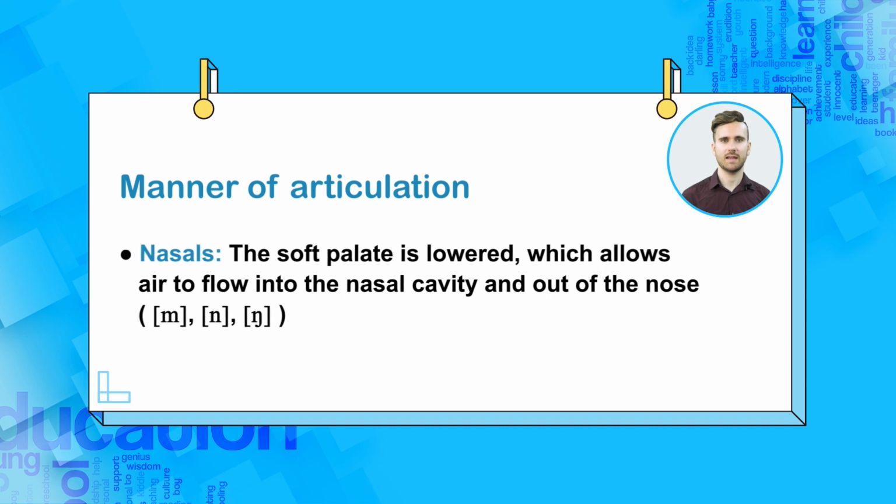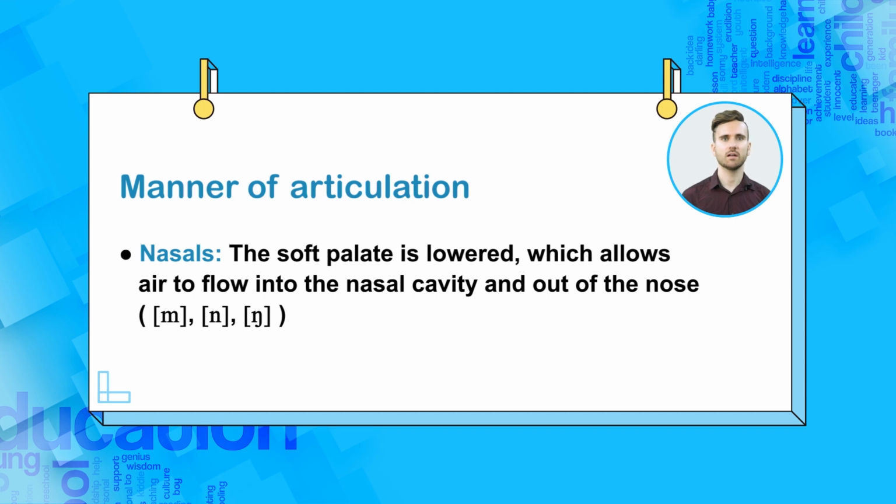4. Nasals. To make these, the soft palate is lowered, which allows air to flow into the nasal cavity and out of the nose. In contrast, for all other sounds, the air flows into the oral cavity because the soft palate is raised, thus stopping the air from entering the nasal cavity. Regarding nasal sounds, while they are still shaped in the oral cavity, the air does not come out of the mouth. The English nasals are m, n, and ng.